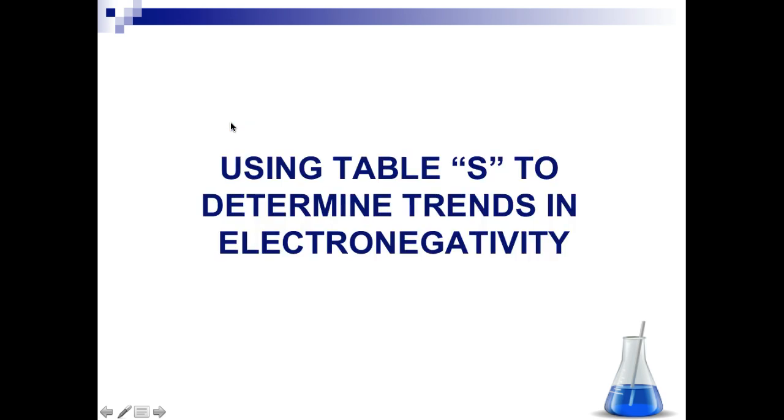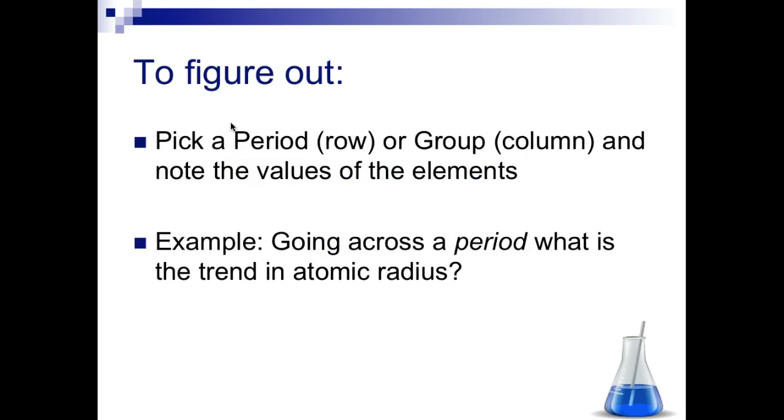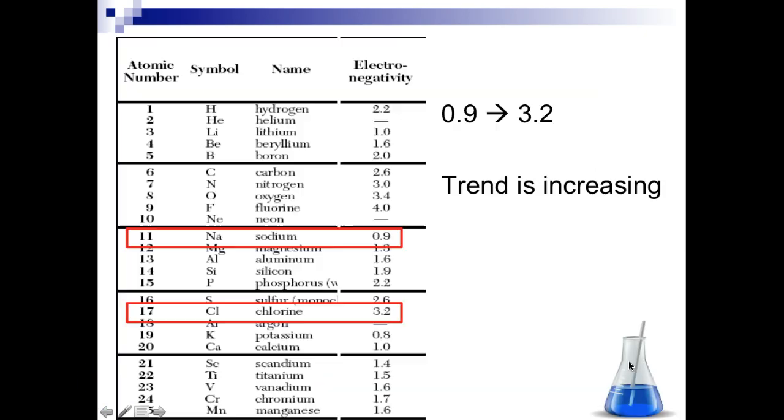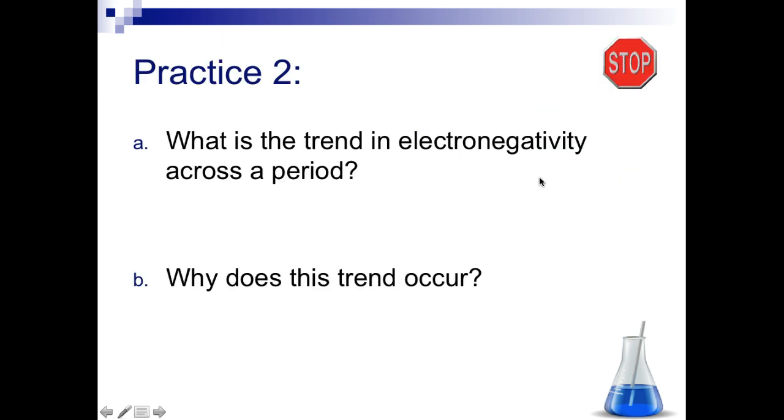So how can we use Table S to determine trends in electronegativity? We're going to pick a row or a group and note the values of the elements. For this example problem, we're going to look at going across a period. We're going to pick an element on the left, sodium, and an element on the right, chlorine, and they're both in period 3. So let's look at the trend. Sodium has a value of 0.9, chlorine has a value of 3.2. So we're going from 0.9 to 3.2. That trend is increasing as we go across the period.